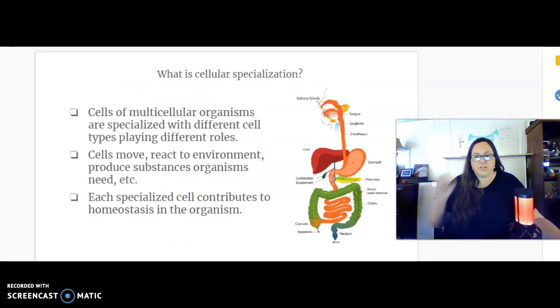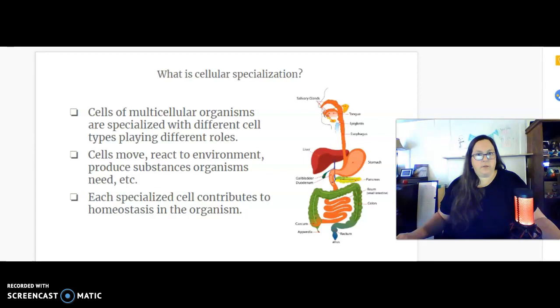All right, so cellular specialization. We talked about specialization at the beginning when we were talking about the trachea and the pollen cells. So specialization is how multicellular organisms maintain homeostasis. So multicellular, multi means many, so they have many cells.